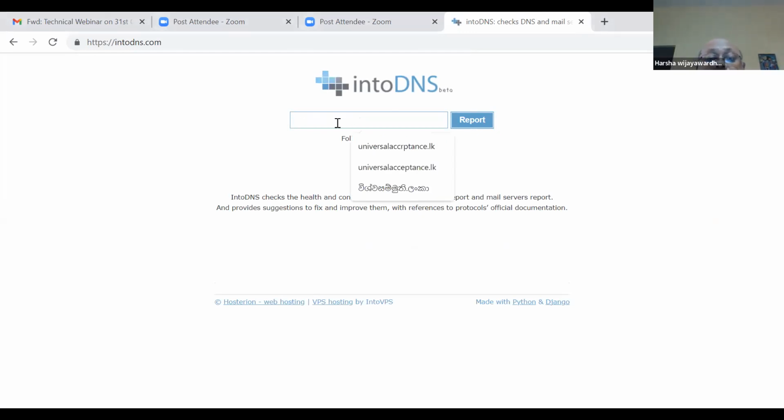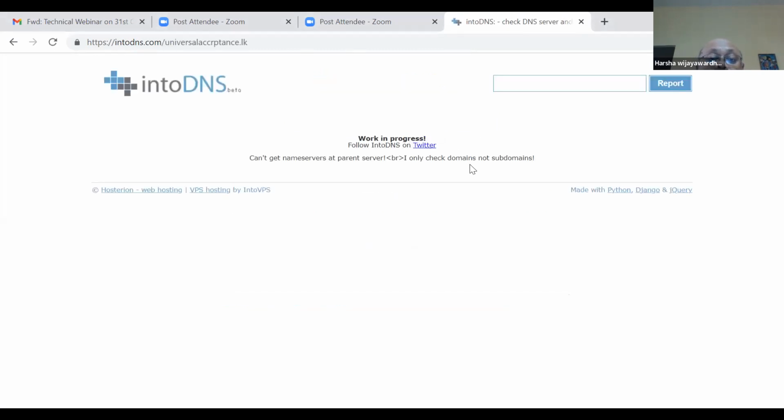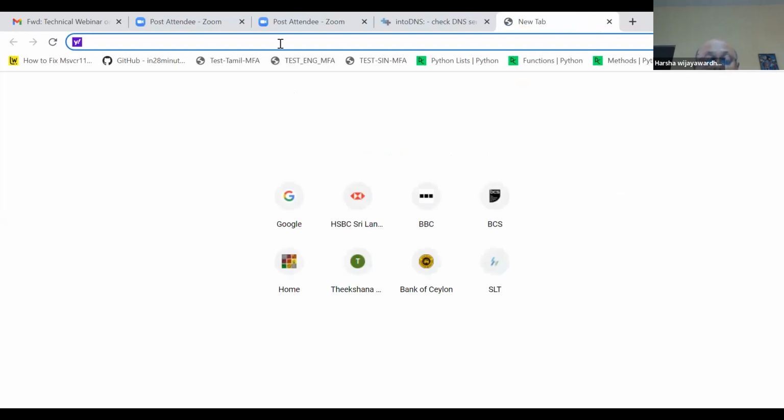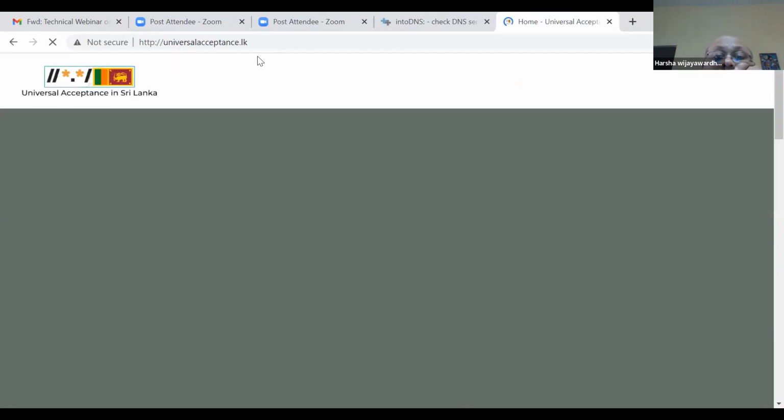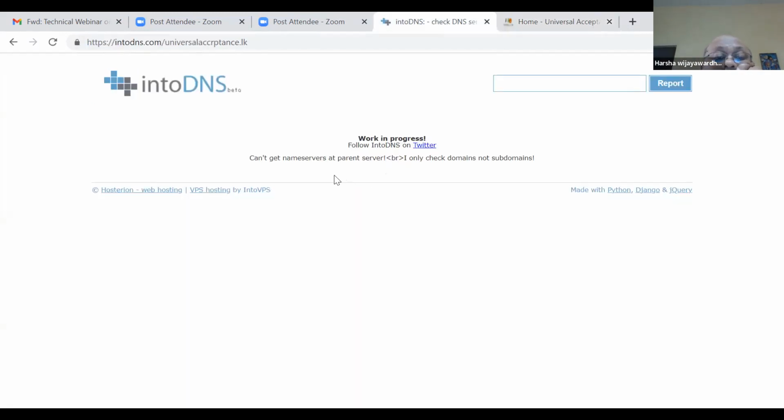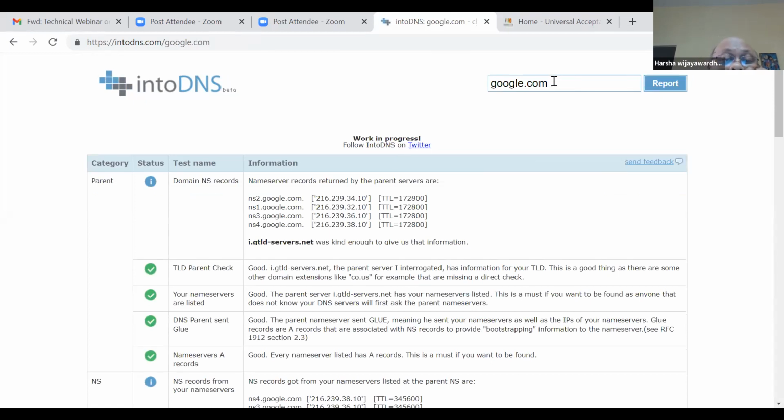So now let me type this. I will do a universal acceptance check and I'll get a report, right? Now I'm getting a report. It will tell you... hold on, there's some problem. Let me see, there's some problem with the servers. It says: I can't get name servers at present. I only check domains, not subdomains. Oh, that's funny. Let's say google.com. Yeah, you can see that it tells you. That's funny that it's not showing that one.